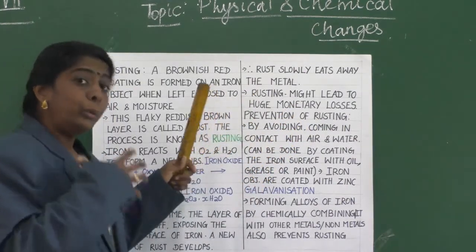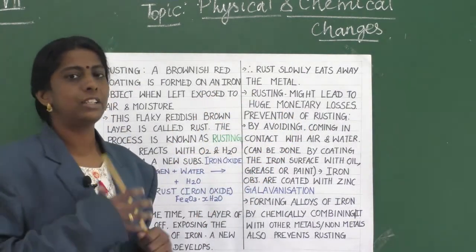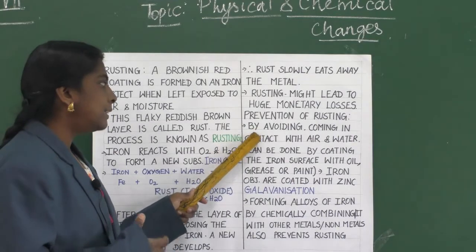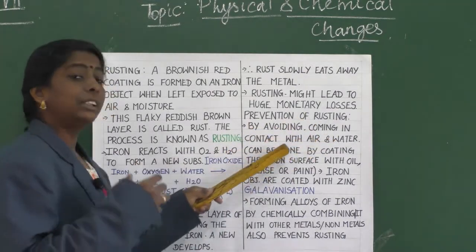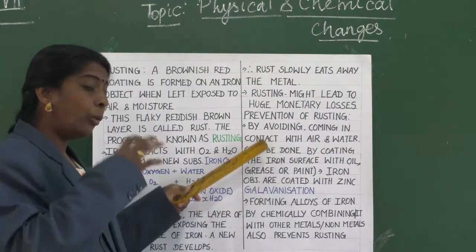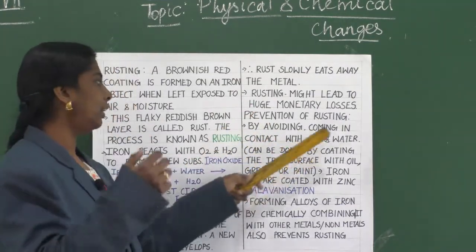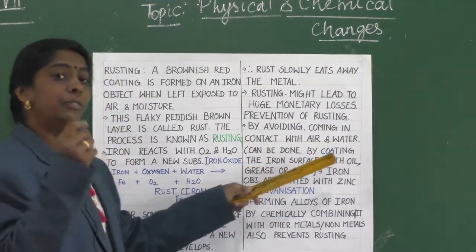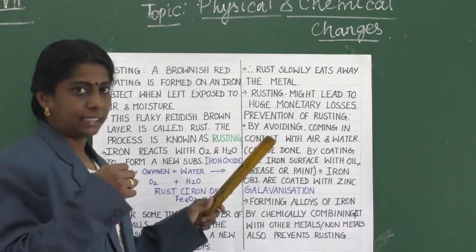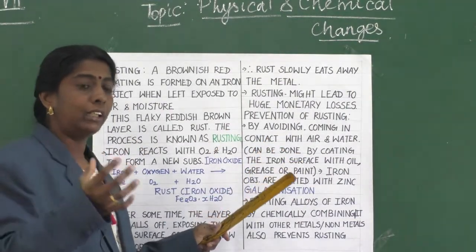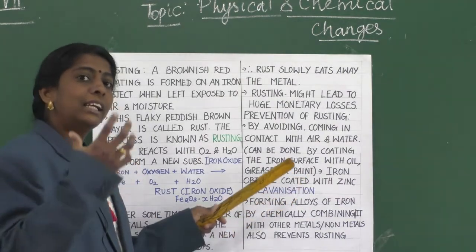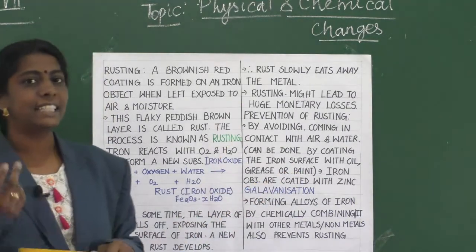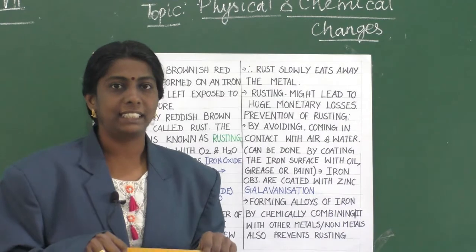Okay. So, how to prevent this? How to avoid this? There are some steps. Okay. So, let us learn about that. Step 1, that is by avoiding contact with air and water. It can be done by coating the iron surface with oil or grease or paint. So it can be coated with oil or grease or paint, so that rusting will be prevented or avoided. Clear?